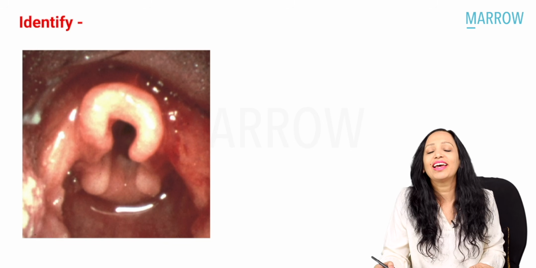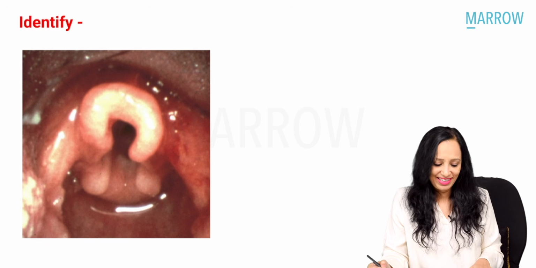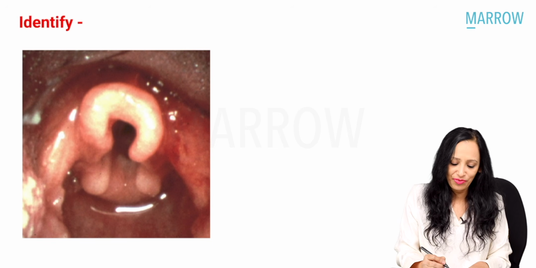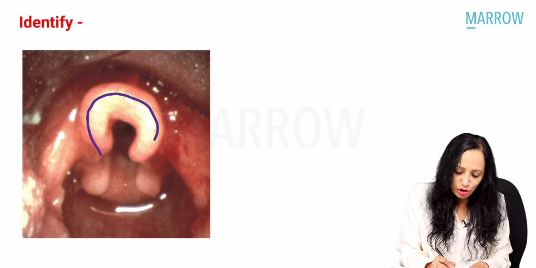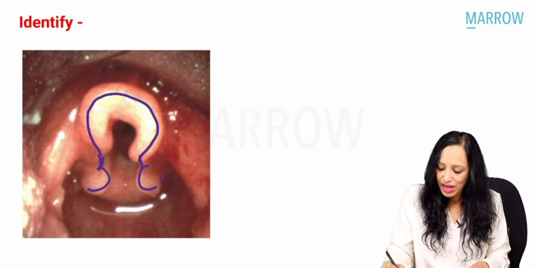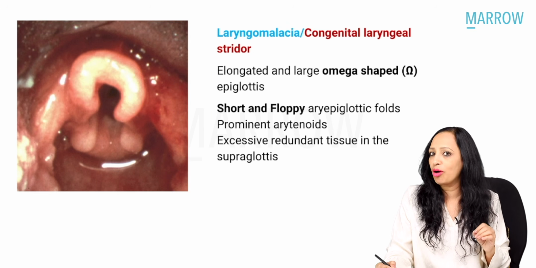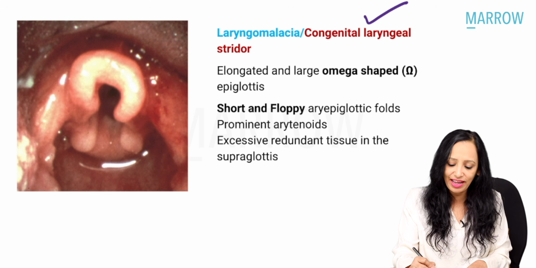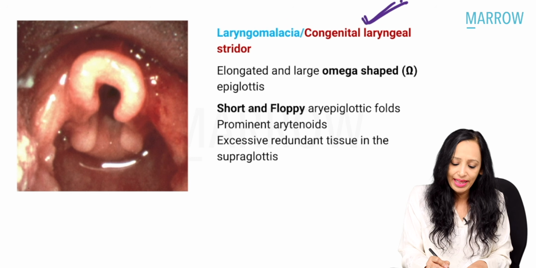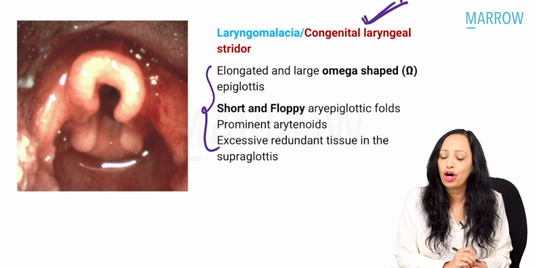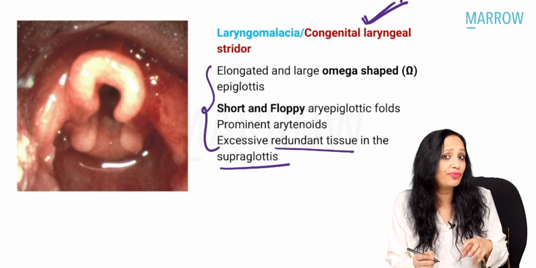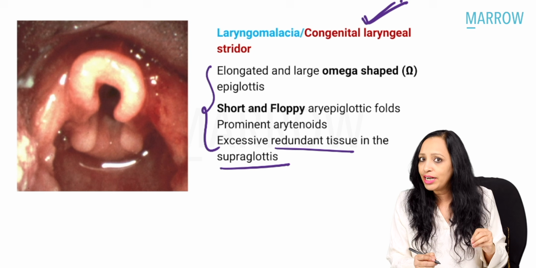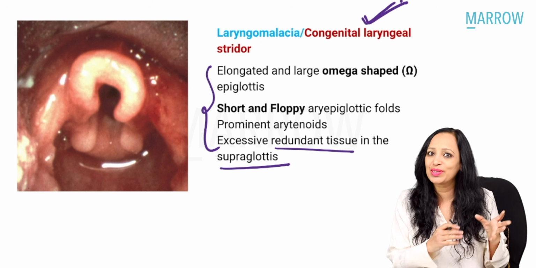Next question, diagnose. Yes, this is laryngomalacia. What we are seeing here is the enlarged omega-shaped epiglottis, short AE folds, prominent arytenoid. This is the most common congenital anomaly of the larynx, also known as congenital laryngeal stridor. And these findings that I just told you, along with excessive redundant tissue of the supraglottis, are the diagnostic features that we find on laryngoscopy to diagnose this condition.